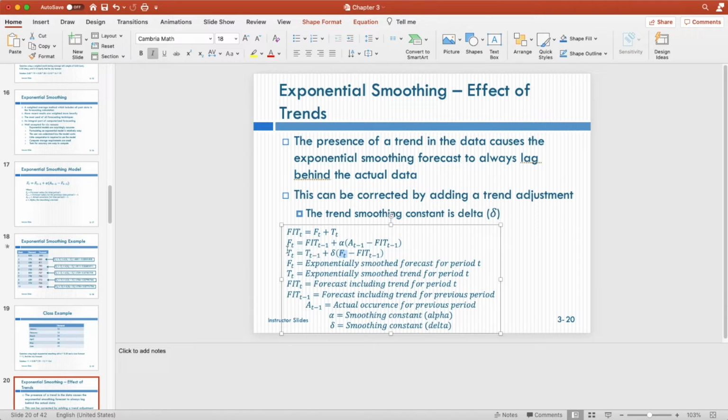After you get these two, the forecast before incorporating trend in period t and the trend itself in period t, you add them up, you get the forecast after incorporating trend in period t. That's it. Very simple.